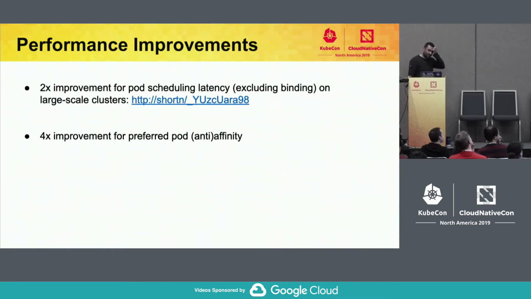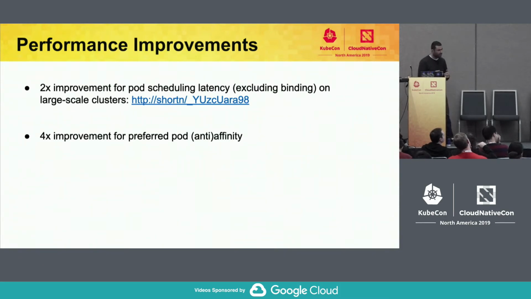So the second development is performance improvements in 1.17. During this major refactoring, we identified a number of opportunities to improve the scheduler behavior. So we managed to improve the scheduler pod scheduling latency by 2x, but that's only for large clusters, like 5K-node clusters.